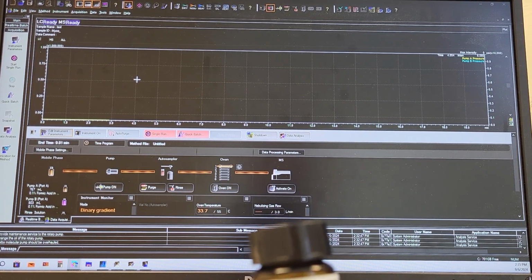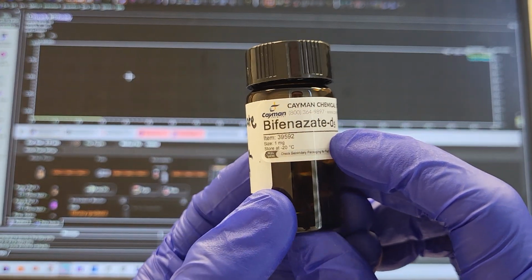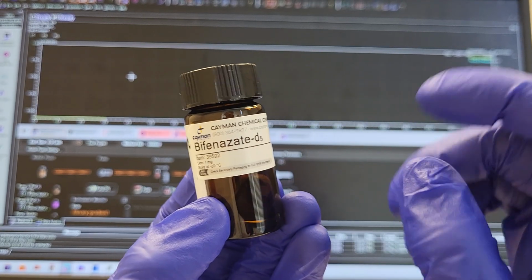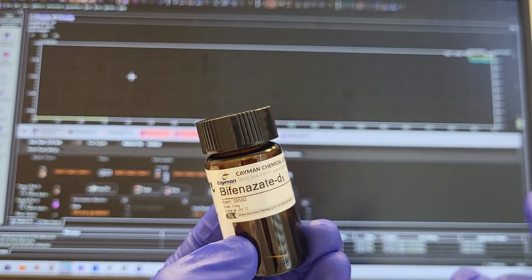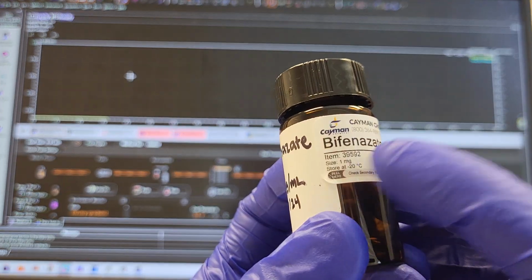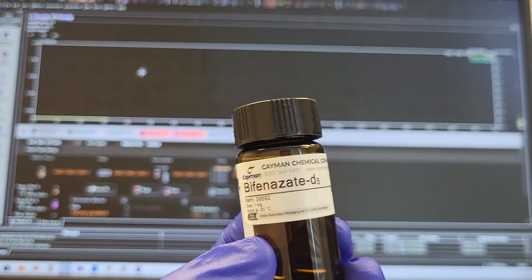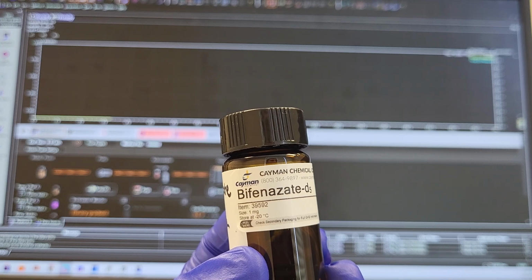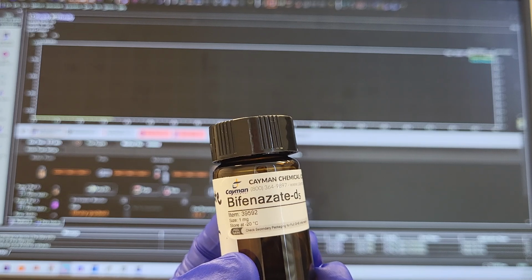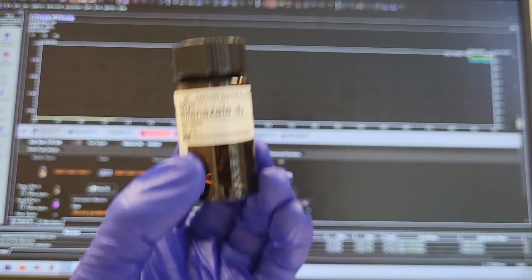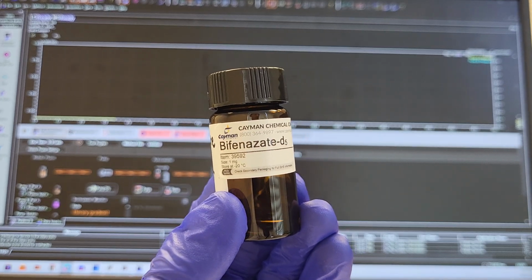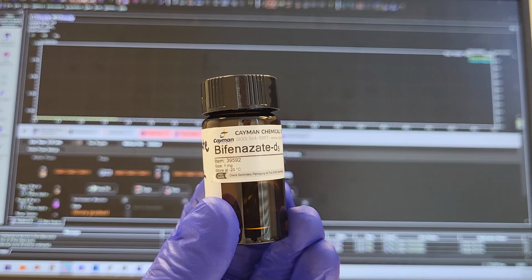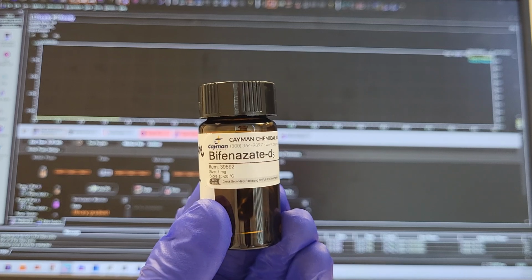I'm going to attempt to add bifenazate deuterated to our LCMS MS method. The first thing I'm going to do is run a product ion scan on the LCMS. I know that the molecular weight of bifenazate is 305.4 grams per mole. So what I'll use as my precursor ion is the mass of the analyte plus 1, because when the compound gets ionized, it adds a proton, so the mass should go up by 1 unit.